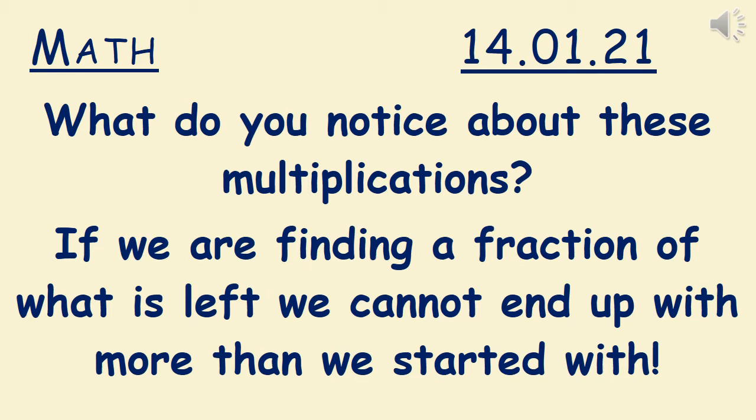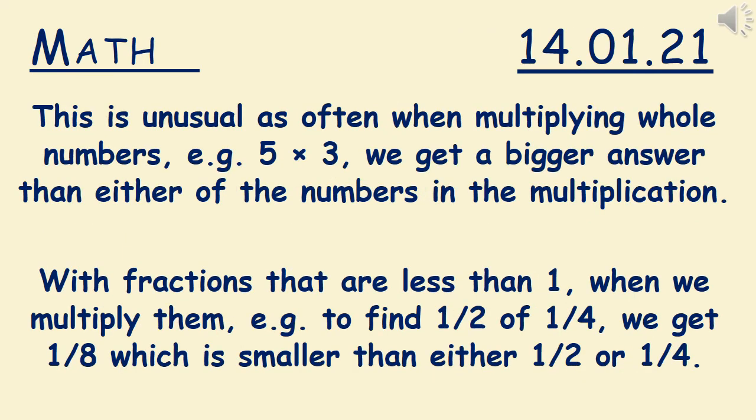So what do you notice about these multiplications? If we are finding a fraction of what is left, we cannot end up with more than we started with. This is unusual, as often when we're multiplying whole numbers, for example 5 times 3, we get a bigger answer than either of the numbers in the multiplication.